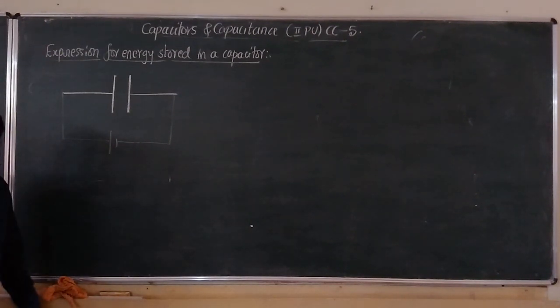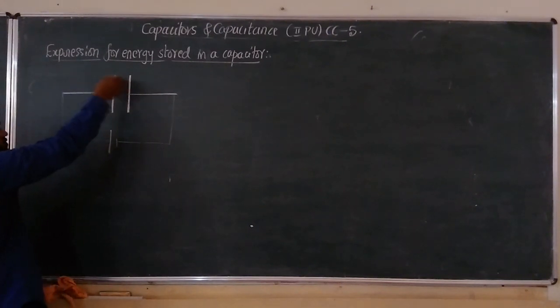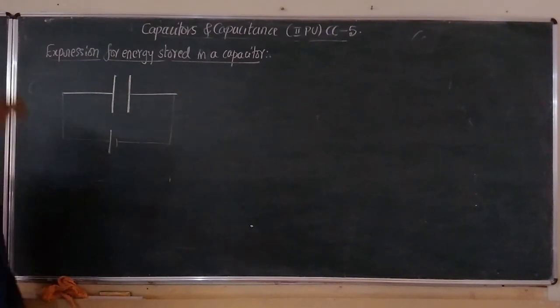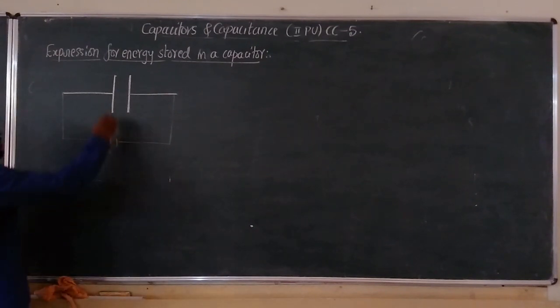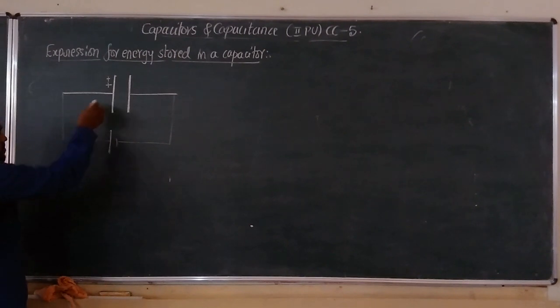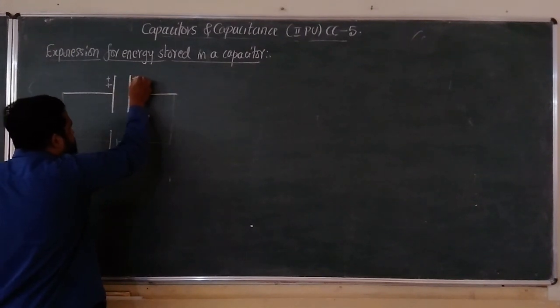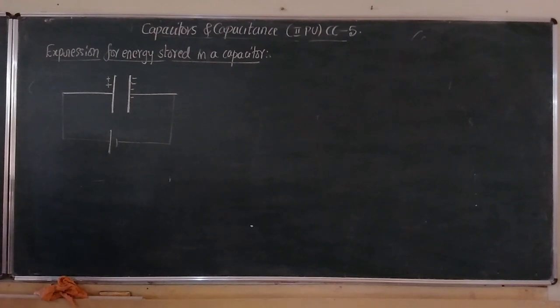When you connect an external power supply or battery, the positive terminal of the battery removes electrons from the first plate, or left plate, of the capacitor. As a result of this, the amount of positive charge increases here. At the same time, the electrons removed from this plate are delivered to the right plate of the capacitor. As a result, the amount of negative charge increases on this plate of the capacitor.